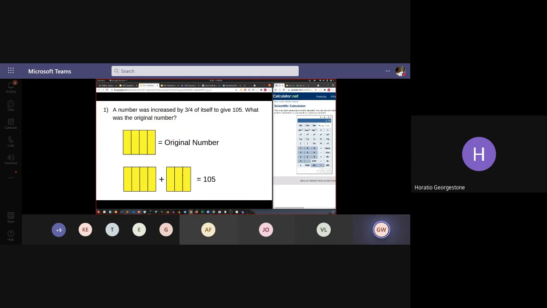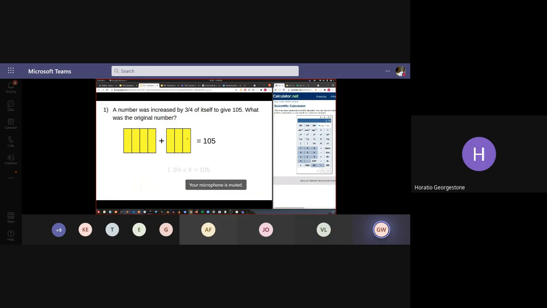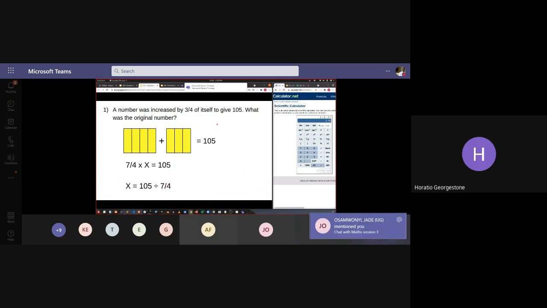Oh, I've actually got some nice little pictures for this. Okay, so let's use these. The original number is this amount. It was increased by 3/4 of itself. So 1 3/4 of x, this is x here, and this is 1 3/4 of x, is 105. So if we divide by 1 3/4, we will get the original number. Or we can think of it as 7/4 of x is 105. So 105 divided by 7/4 will give us the original number.